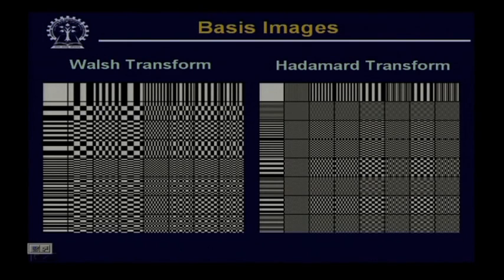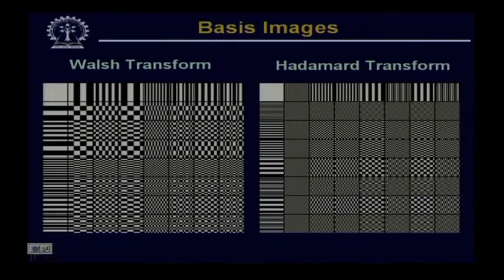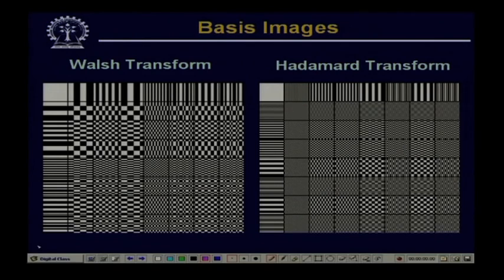So, once we look at the basis images, the purpose of showing these basis images is that, as we said, the basic purpose of image transformation is to represent an input image as a linear combination of a set of basis images. And when we take this linear combination, each of these basis images will be weighted by the corresponding coefficient, the transformation coefficient VKL that we compute after the transformation.